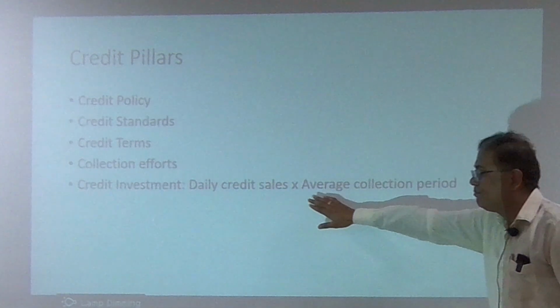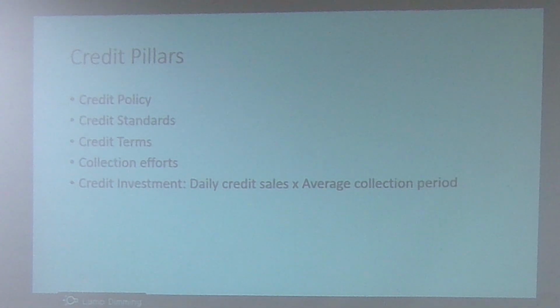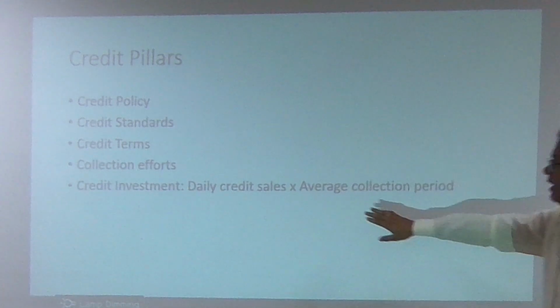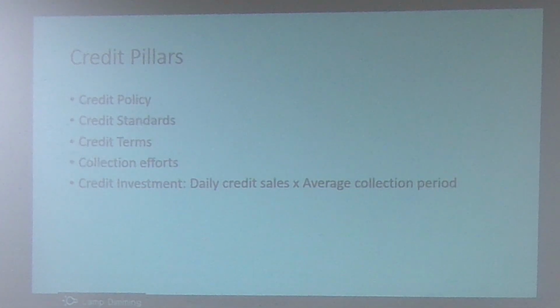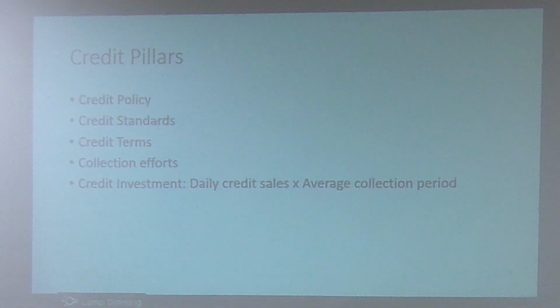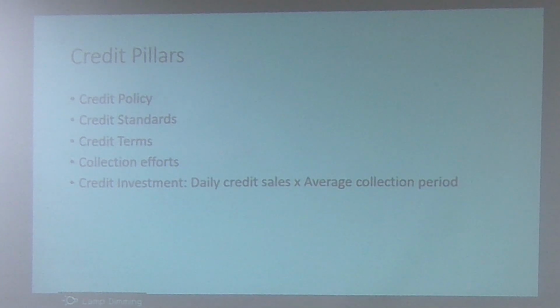So there is a very simple calculation: daily credit sales multiplied by average collection period decides how much fund is going to be locked. So if average daily credit sales is, say, 10,000 rupees, and 50 days is the average collection period, then 10,000 multiplied by 50, 5 lakh rupees, is locked.